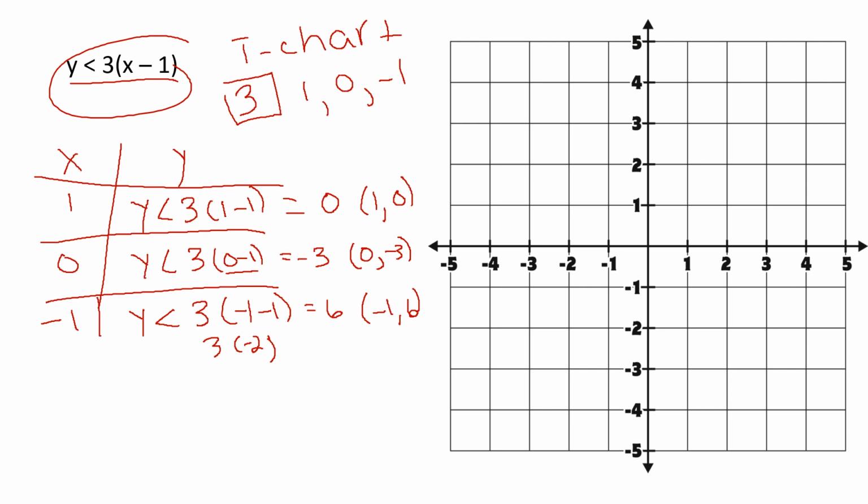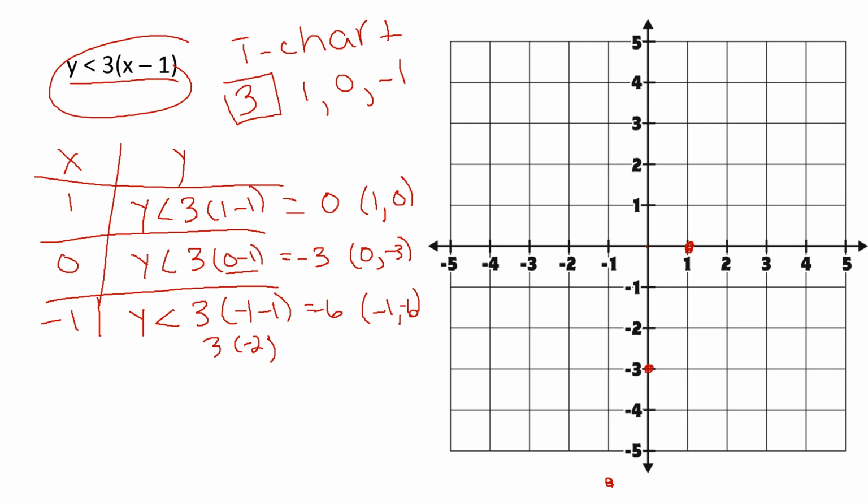Now I just plot these points. (1, 0) is going to be on the axis. (0, -3) is going to be on the axis. Now I'm going to have to sort of estimate that the -6 is here because it goes (-1, -6), which I didn't write down. (-1, -6) is going to be somewhere here.